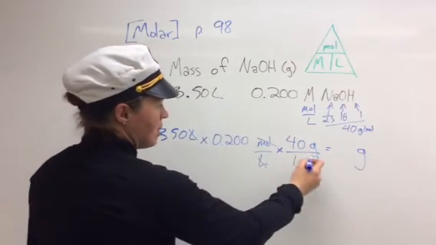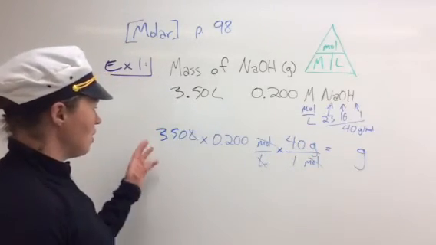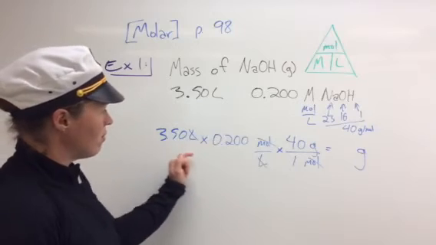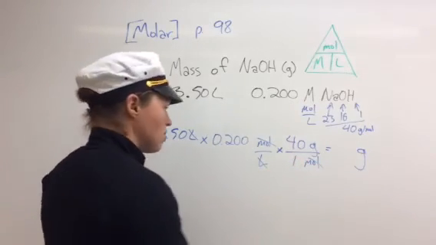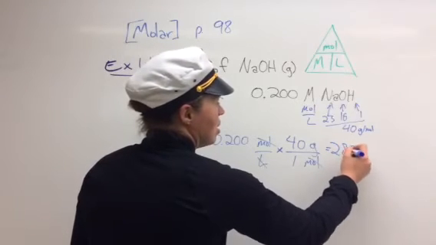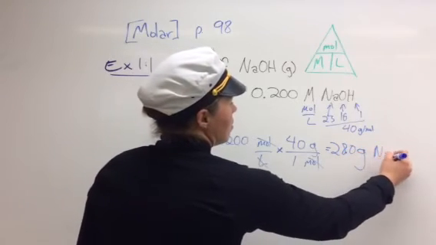Now my moles cancel out. I'm going to be left with grams. So now I just run the calculation: 3.5 times 0.2 times 40, and I should end up with 28 grams of NaOH.